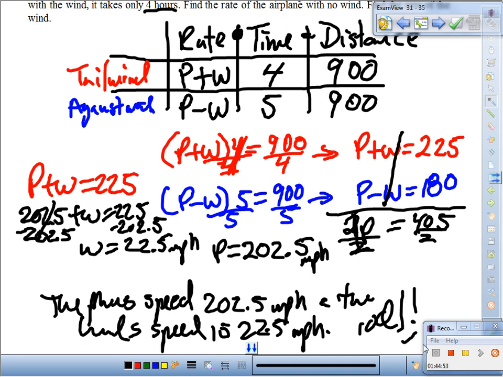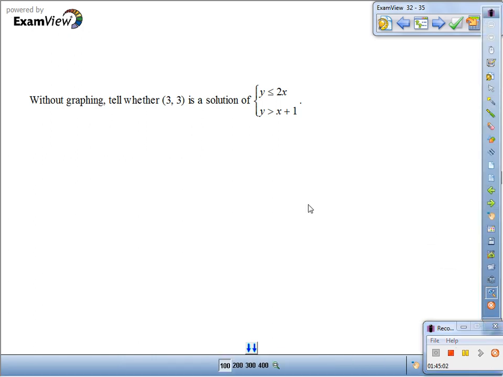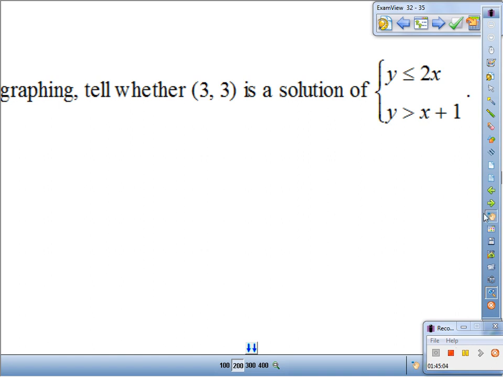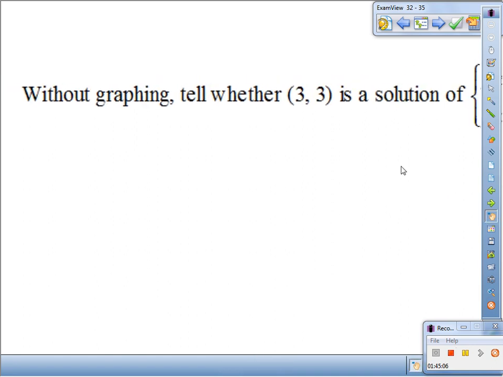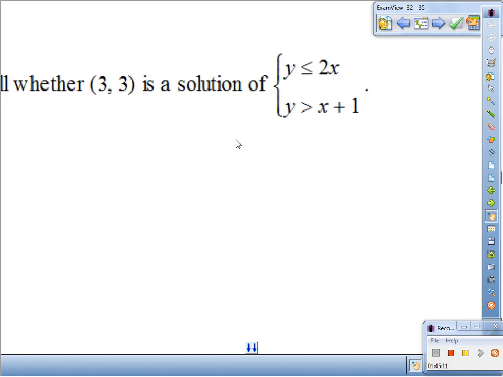Go to number 32. All right, problem number 32. Let me zoom in. And it says, without graphing, tell whether 3, 3 is a solution of the system y is less than or equal to 2x and y is greater than x plus 1. Without graphing, tell your neighbor what you can do to check to see if that point is a solution of that system.